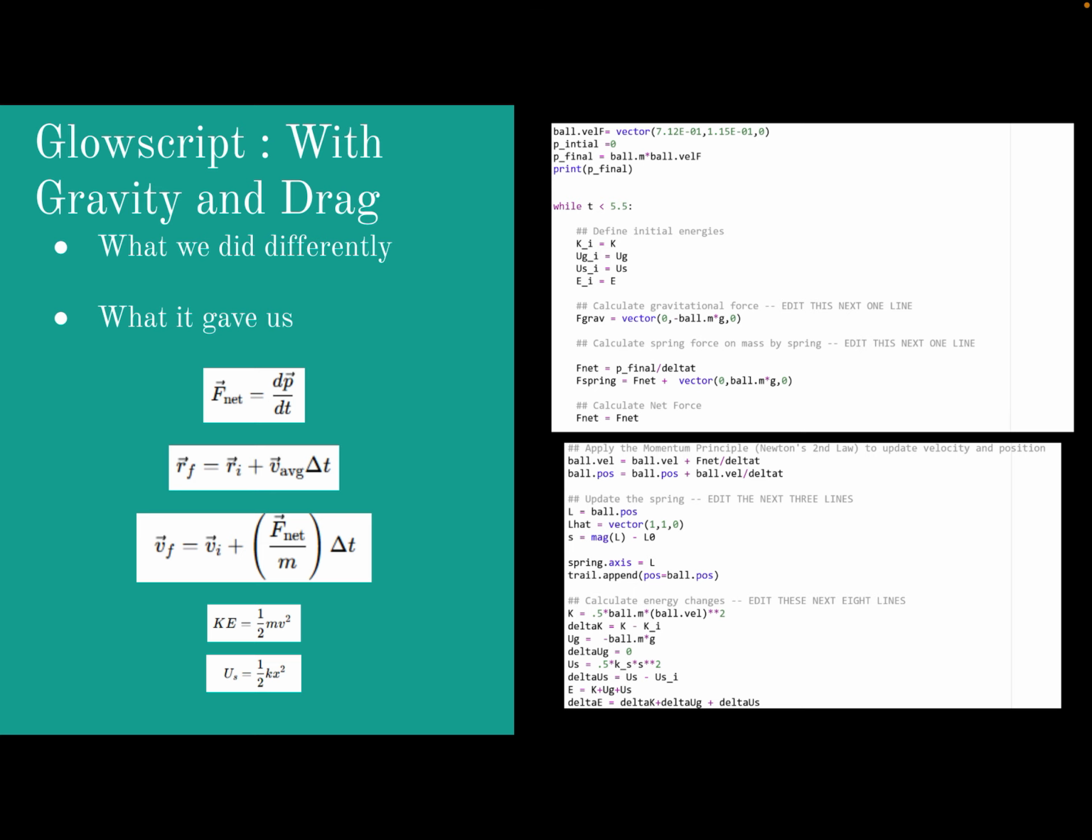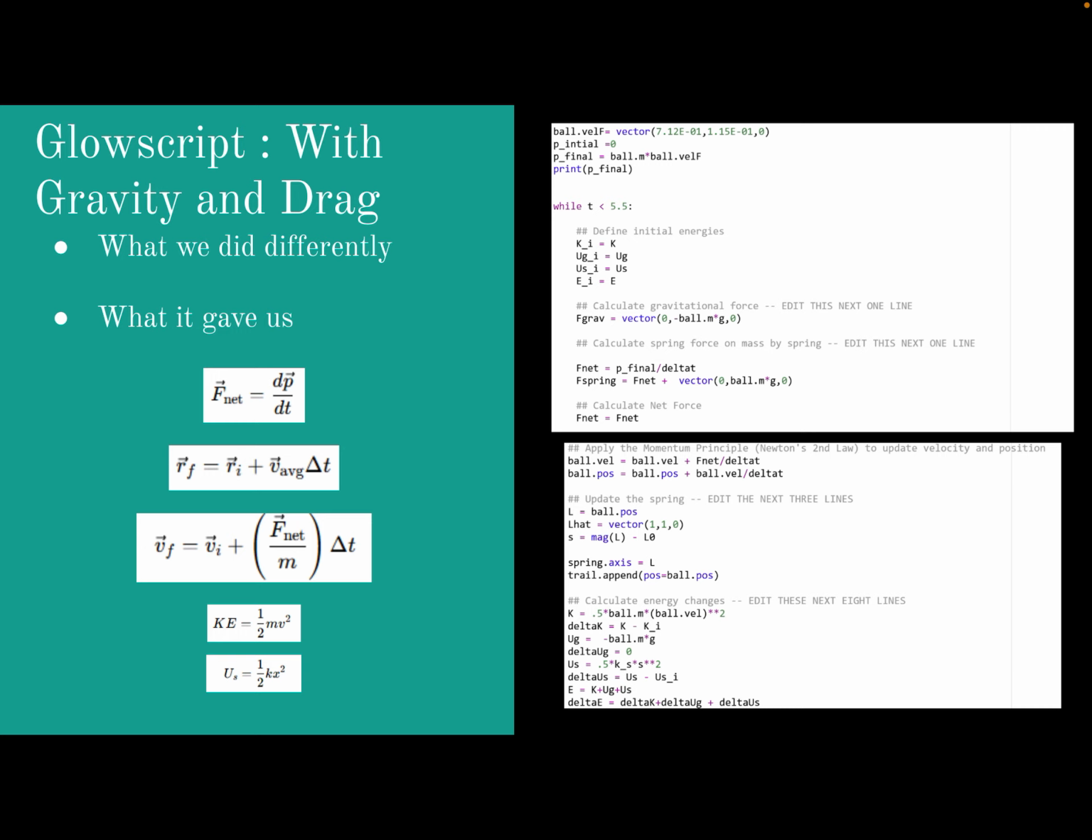Here is where we actually started to do some more work. First, we found the initial and final momentum of our experiment to calculate the net force later on. And then we calculated the force of gravity. We then used momentum to calculate the net force, as we said we were going to do, and then we found the spring force by taking the net force and adding the gravitational force to it.